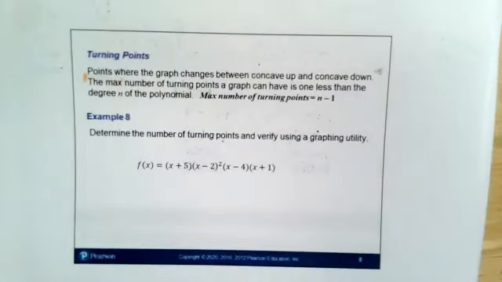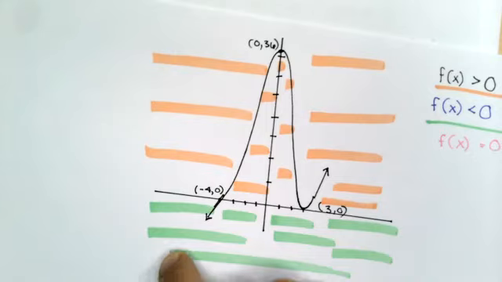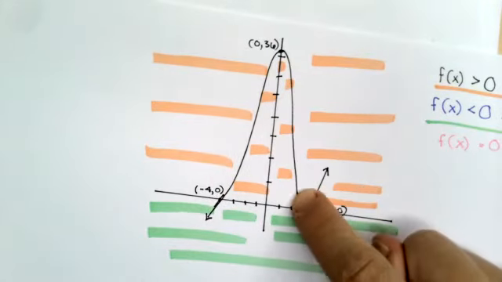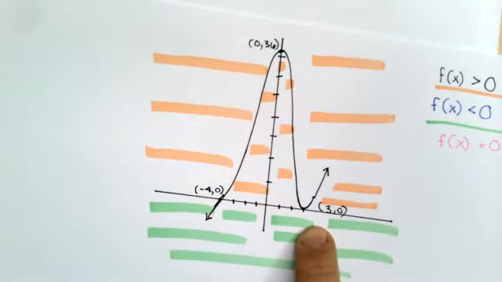All right, example number 8 is talking about turning points. A turning point is the point where the graph changes direction. It goes from concave up to concave down. The max number of turning points in a graph is 1 less than the degree of the polynomial. So let's look at the one we just made, right? We are going to infinity in this direction. We go up 1, 2, right? There were 2 turning points on this graph.